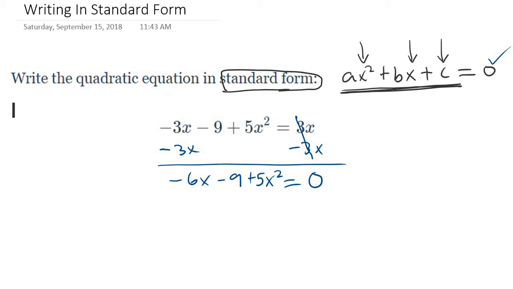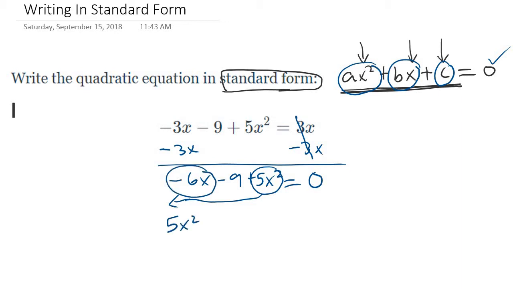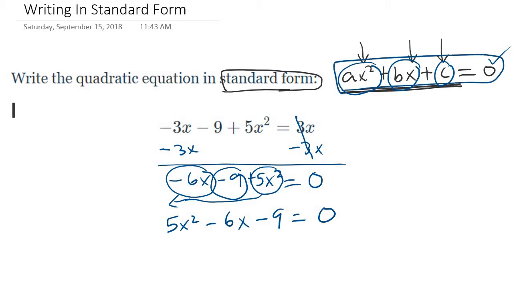No, not quite. We need to rewrite it so that the x squared term is first, followed by the x term, and followed by the number. So we need to have this 5x squared first. So it will be 5x squared, followed by the negative 6x, and then followed by the negative 9 equals 0. Just shifting them around to look like the standard form, like here. Okay, and that's pretty much what it is.